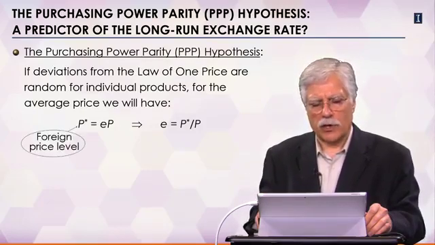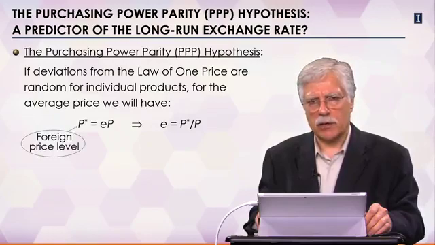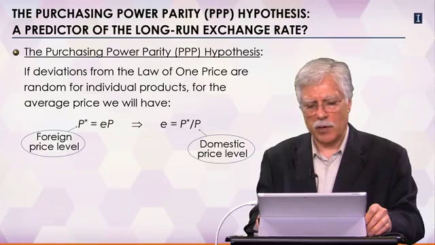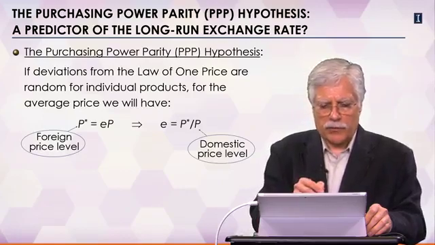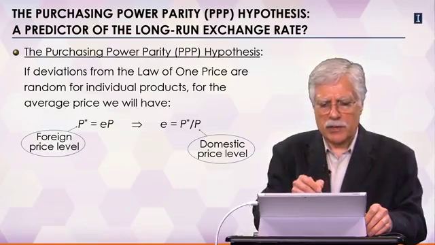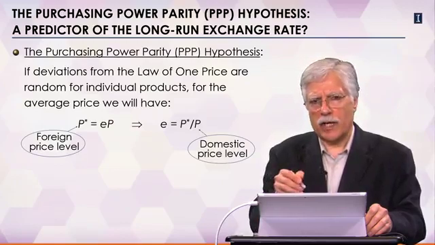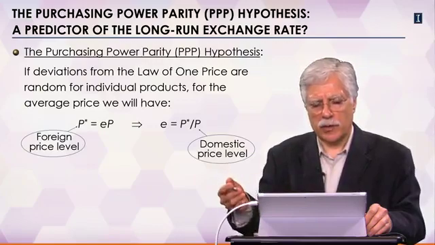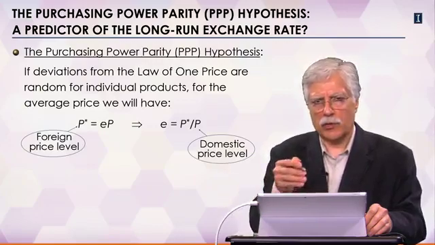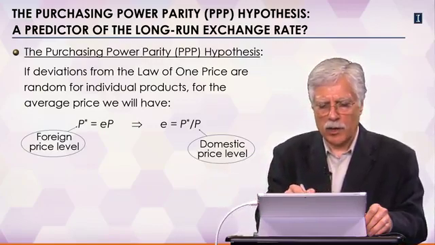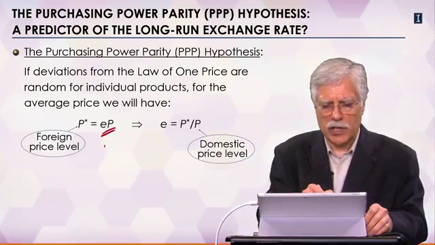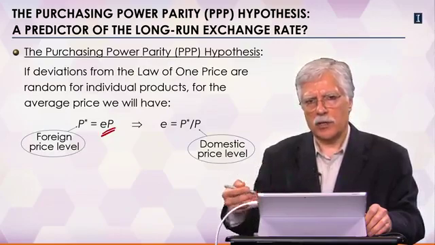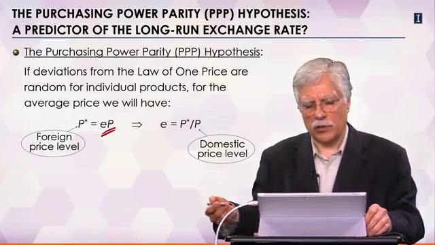Let's say in a foreign country the price level is P star for a basket of goods. The price of the same basket is P in the domestic market. So if this hypothesis that deviations from the law of one price are random holds, on average our prices and foreign prices should be the same when they are turned into the same currency. So we multiply our price level by our exchange rate and we get it into foreign currency, and that should be exactly equal to the price of the same basket of goods in another country.